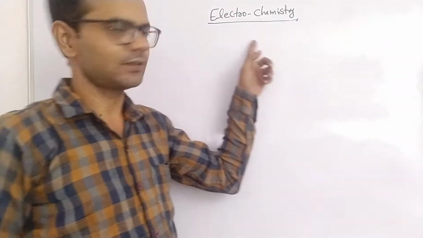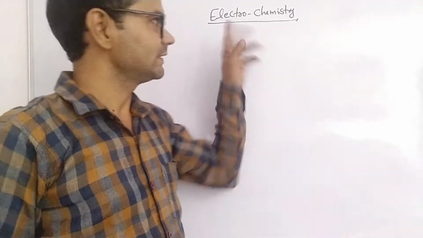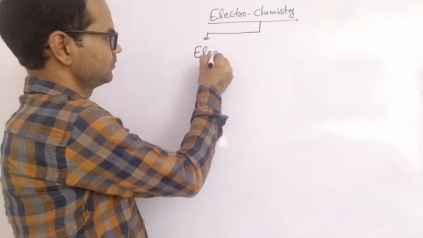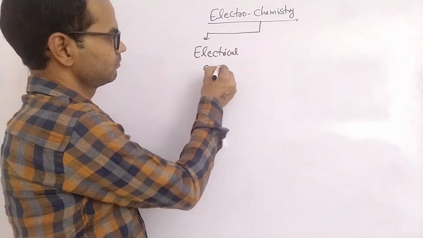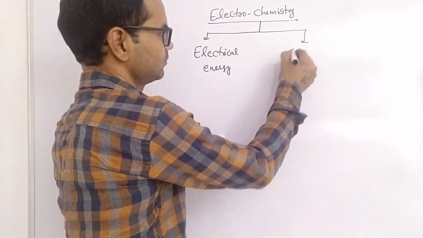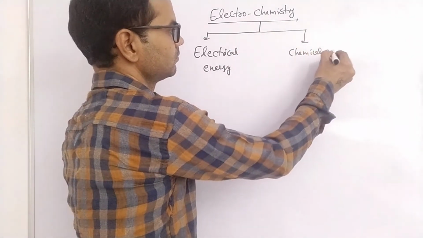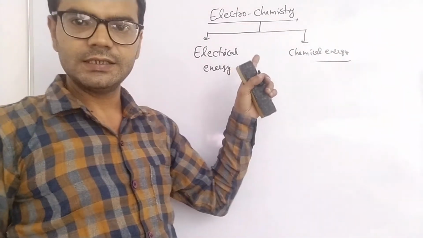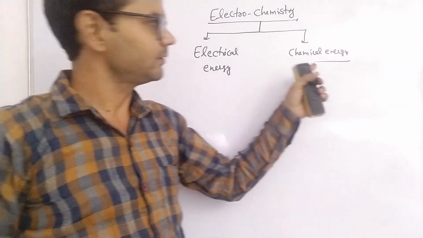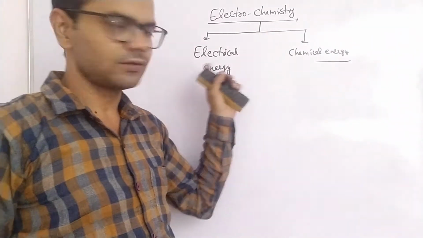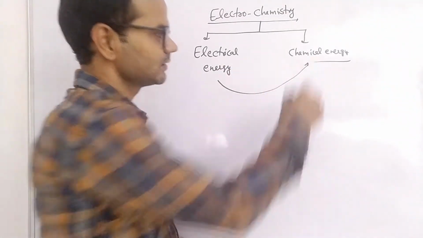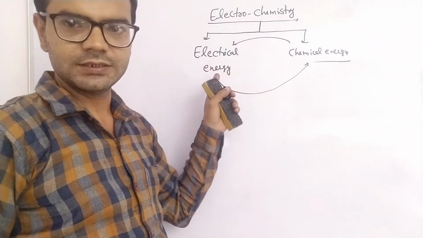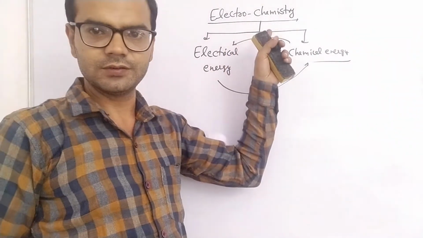Today we will start electrochemistry for class 12. Now what is this electrochemistry? Electrochemistry is the branch of science that deals with the study of electrical energy and chemical energy and the interconversion of each. How to convert electric energy to chemical energy and how to convert chemical energy to electrical energy. It is all studied in electrochemistry.